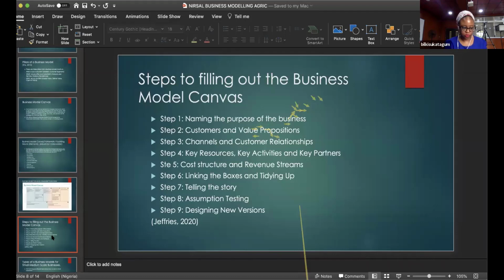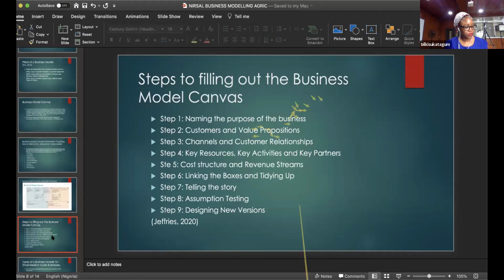Every other part of your business is just on top. When you have the canvas itself, you just write, okay, this is my main goal. My main goal being I want to sell this rice to customers. That's the purpose of your business. You just want to sell rice. That's it. Now, step two is knowing who your customers are and what value you want to add to them.